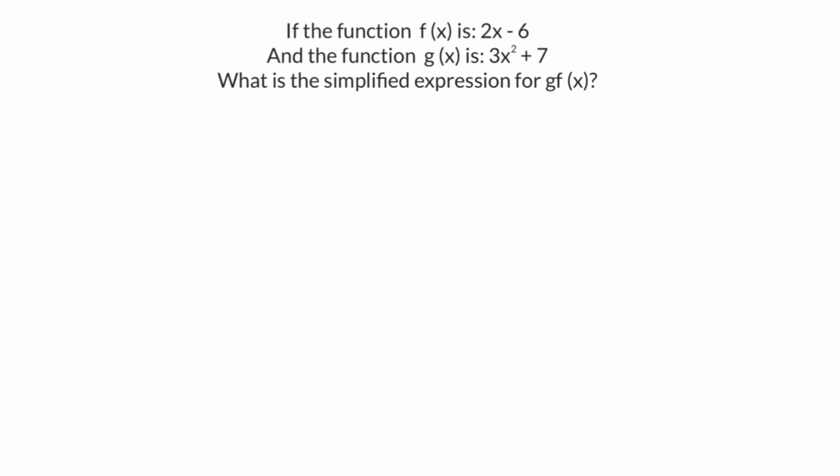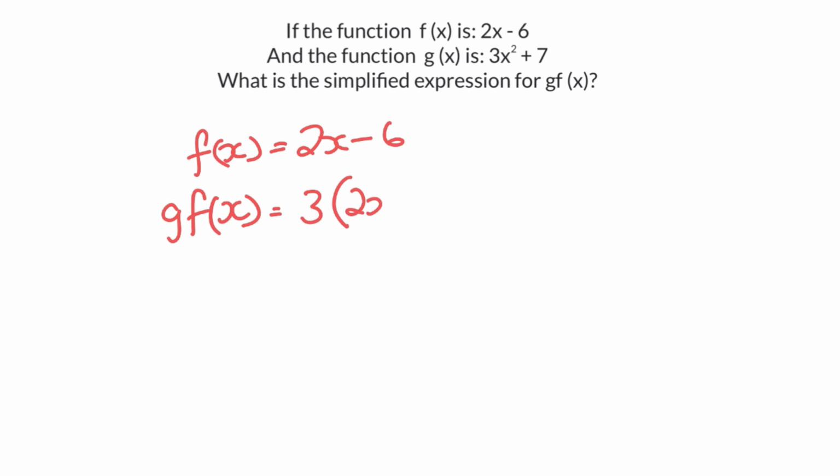For example, if the function f(x) is 2x minus 6 and the function g(x) is 3x squared plus 7, what is the simplified expression for gf(x)? So because the f is next to the x in the list of functions, it needs to go through that one first. So f(x) is equal to 2x minus 6. So once we've done that to x, we're then going to put it through the g function. So to do gf, we need to replace the x in the g function with what's already happened to x. So we've got 3 lots of (2x minus 6) squared plus 7.